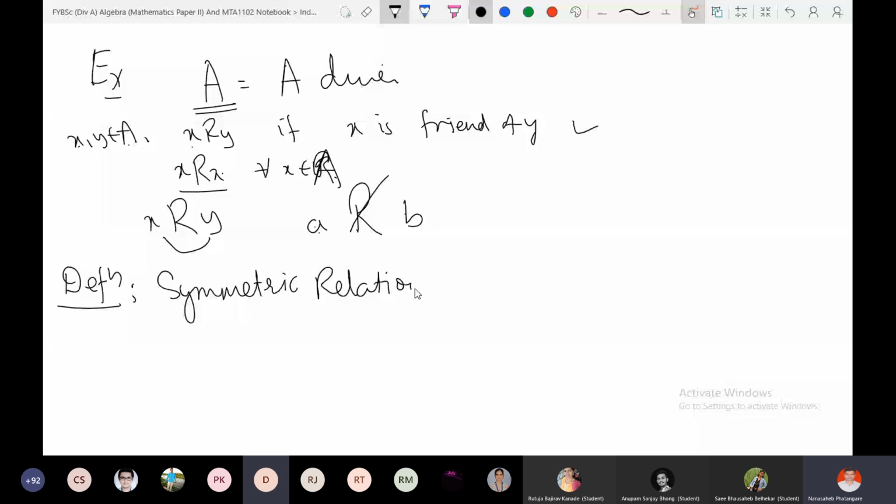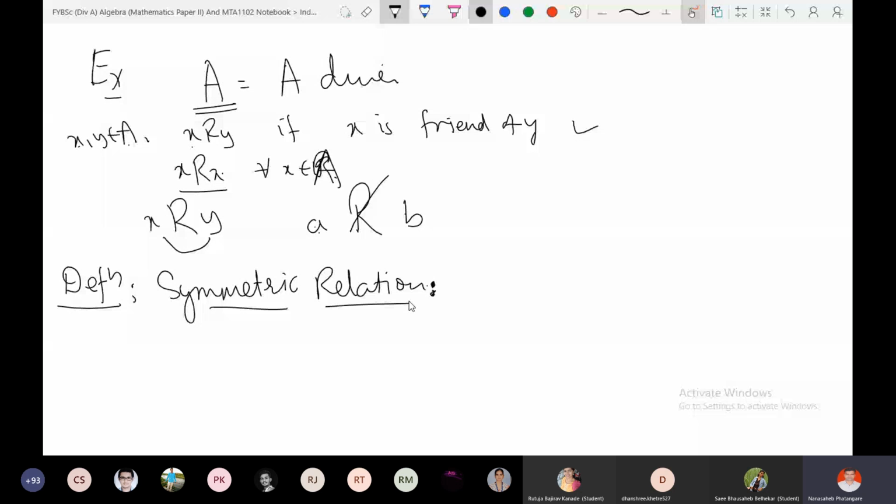Is it necessary for the set to be non-empty? Yes, because to define a relation there should be some objects. So basically you have a set, and then your relation can be the empty set, but the set should not be empty. A relation that is the empty set means there is no relation among the students.